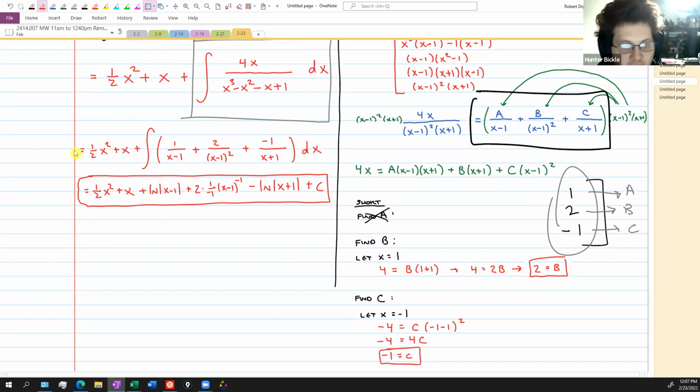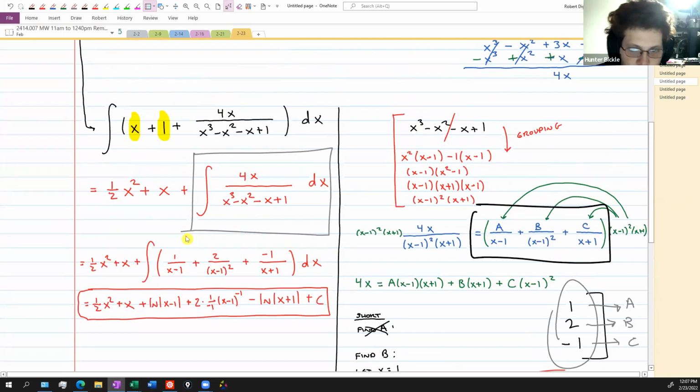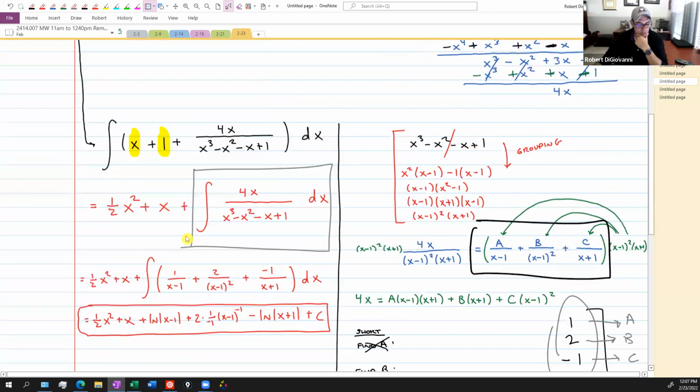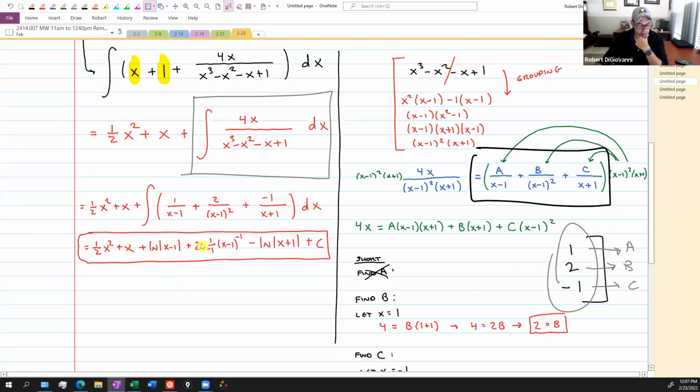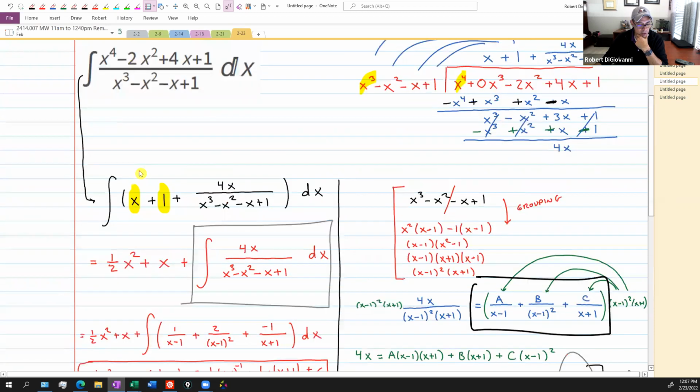Bit of a messy looking answer. What's kind of weird is to think that when you take the derivative of this, you should get back this.